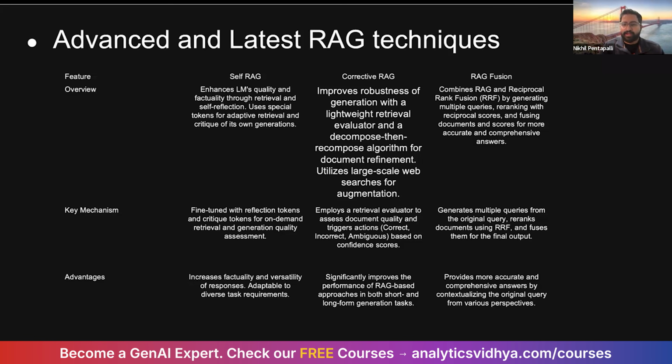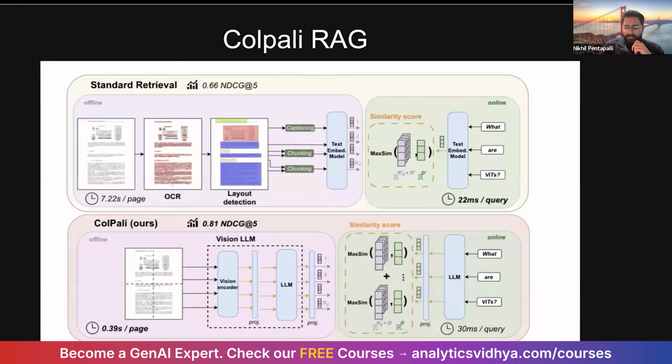And in the case of corrective RAG, just to summarize, you have 3 different actions: correct, incorrect, and ambiguous. These are based on confidence scores, and then you will know how good the document quality is, with retrieval evaluation based on the quality of the document. And then RAG fusion is another technique where you generate multiple queries from the initial query, re-rank them using reciprocal rank fusion, and then generate the final output based on the final retrieval chunks. So these are the three techniques. You can try it out. I'll also share the notebooks once the presentation is done. So these are the latest techniques that you can try.